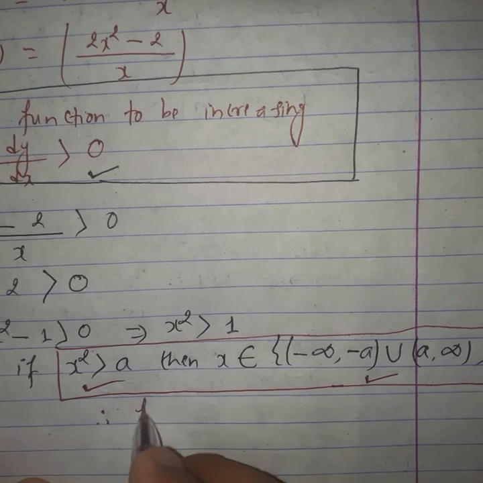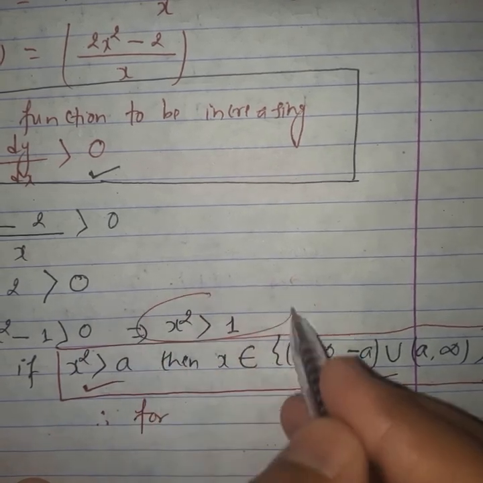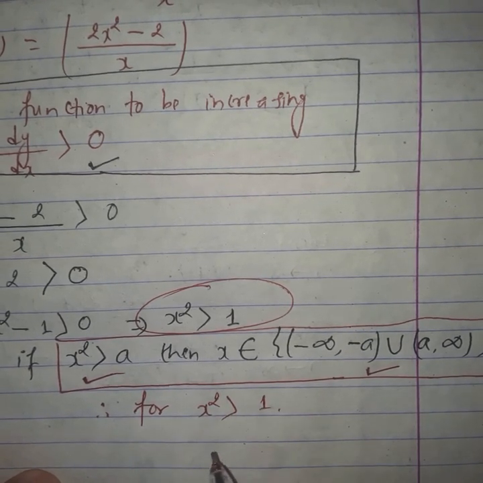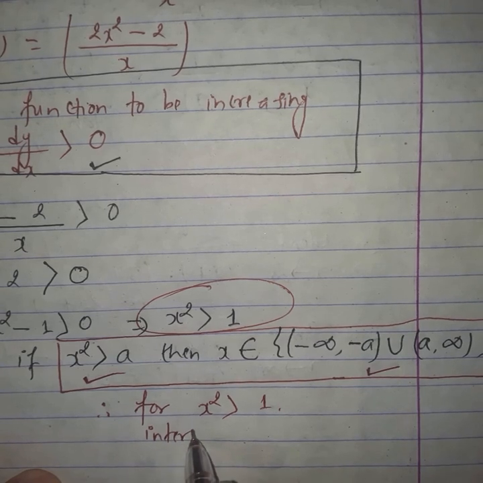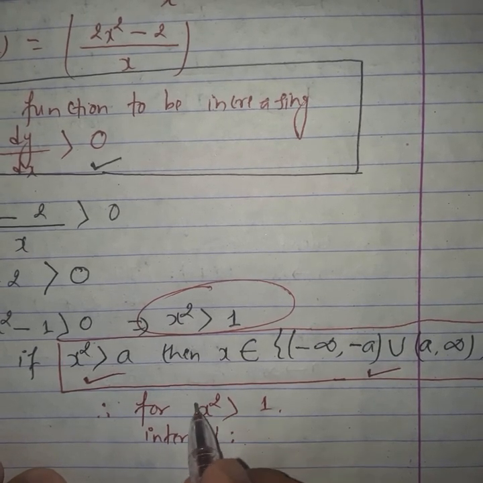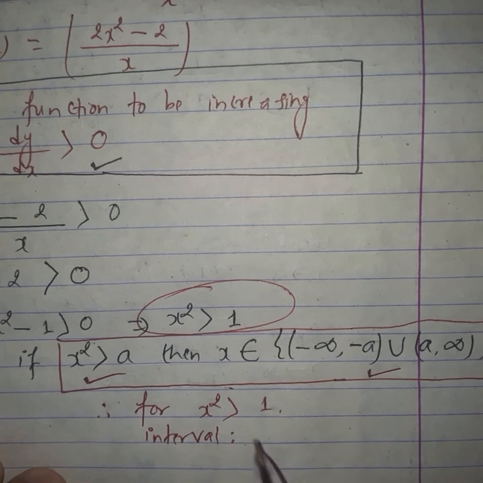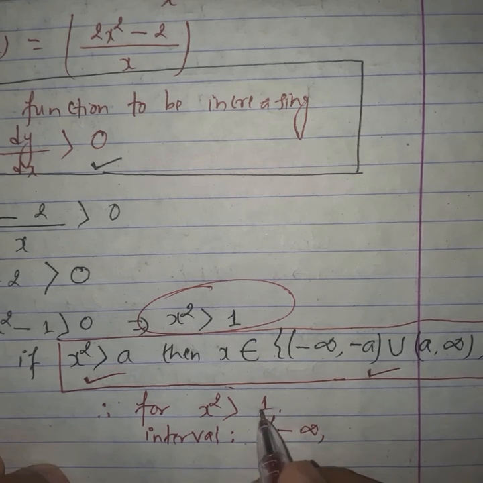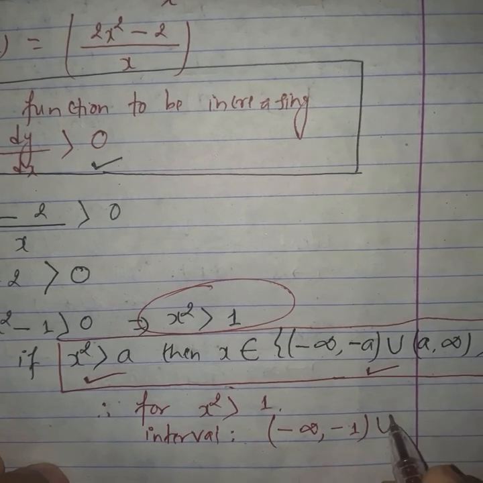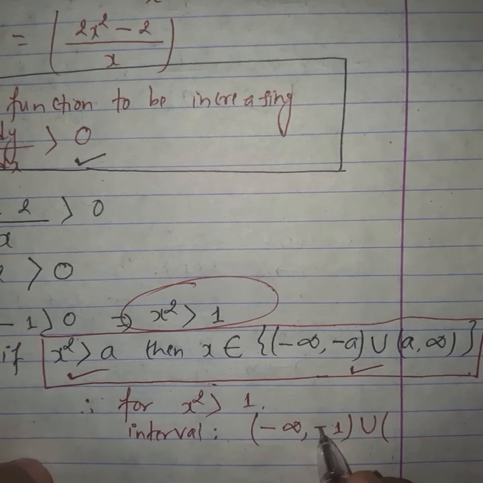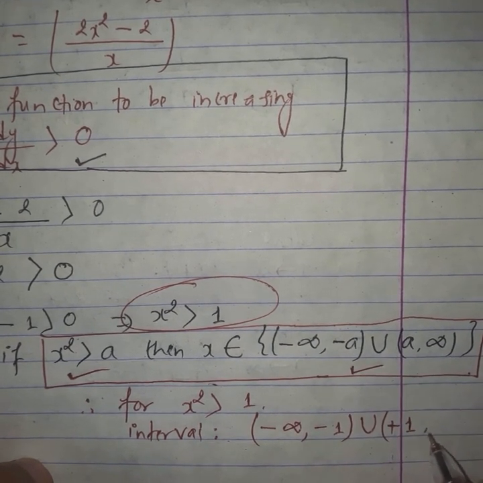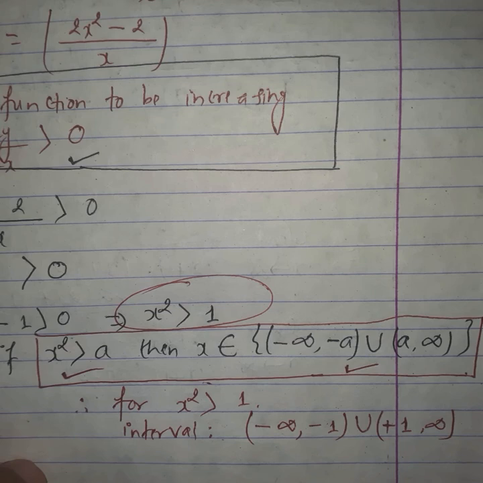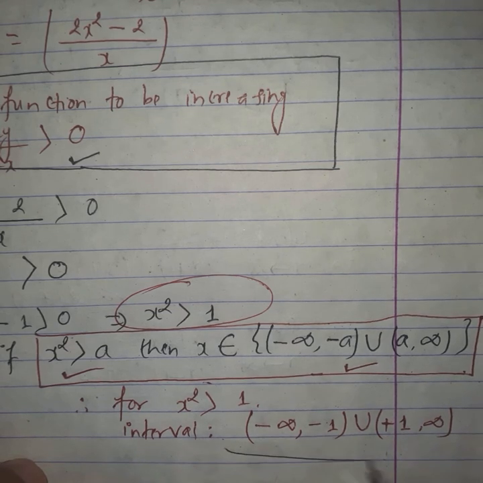So here is the case. Our question is about x square greater than 1. Let's find the interval which is represented by this inequality: between negative infinity and negative 1, union another set between positive 1 and positive infinity. It is the required interval for the function to be increasing. This is the required interval.